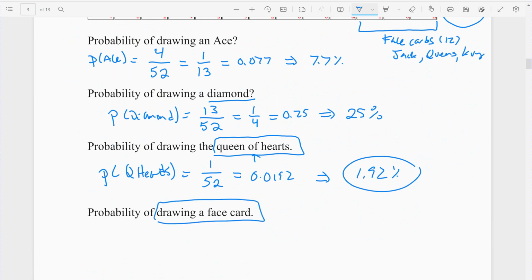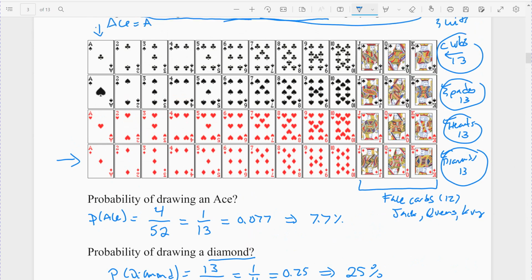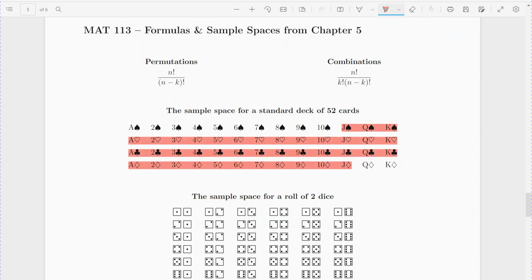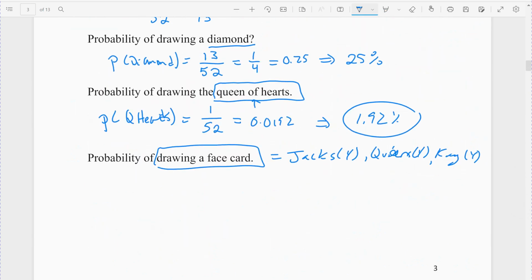Alright, probability of drawing a face card. Remember, the face cards are the jacks. There are 4 of them. The queens. There are 4 of them. And the kings. There are 4 of them. If you see over here where I've got it listed out, they're the ones with faces on it. Now again, on your formula sheet they don't have faces, but you just have to remember, I didn't mean to highlight it, that it's the J, the Q, and the K, right? The jacks, queens, kings are your face cards. Alright, so drawing a face card, there are only 12 of those.